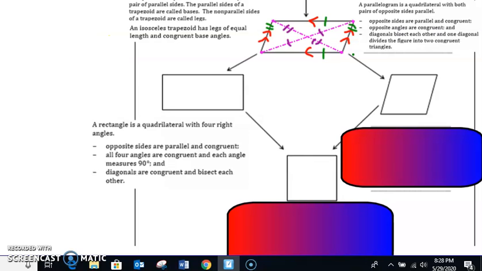So using our marker, we want to mark that the opposite sides are congruent. So that means our left and our right are congruent. And our opposite sides are also parallel. So the top and the bottom are parallel.